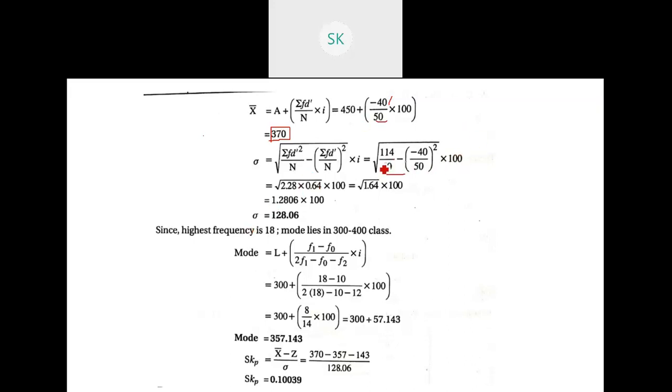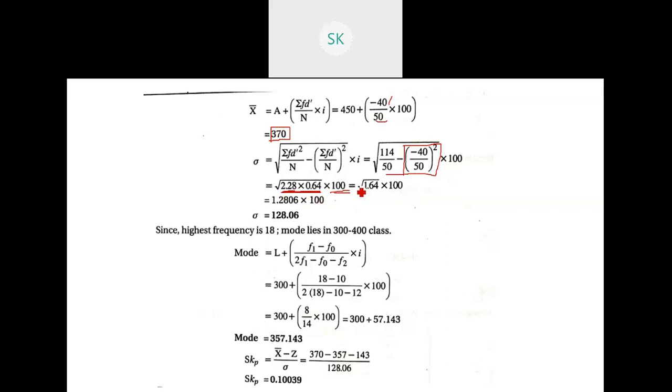The next step: the square root of 114 by 50 is 2.28, minus (minus 40 by 50) whole square, which is 0.64. This 100 is still outside the square root. Next, multiply these two: 2.28 minus 0.64 will give you the square root of 1.64 into 100.